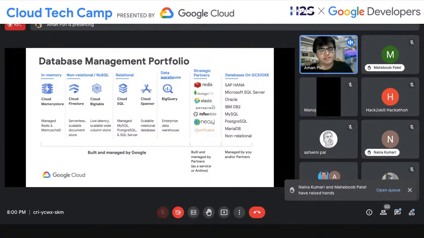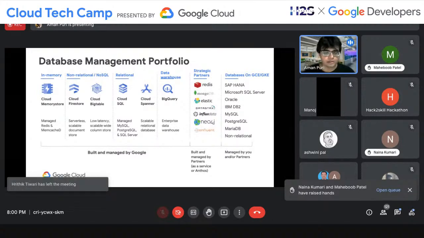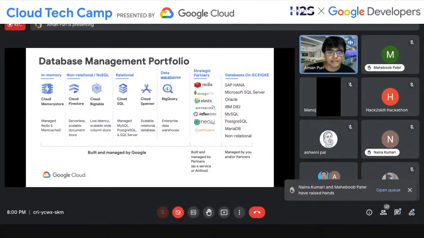You can also call it semi-structured data solutions, where we have Cloud Datastore, which is now called Cloud Firestore. We also have something called Cloud Bigtable. In relational databases, we have Cloud SQL and Cloud Spanner. And then we have a data warehousing solution, very popular in Google Cloud, called BigQuery. So these are solutions which are built and managed by Google.